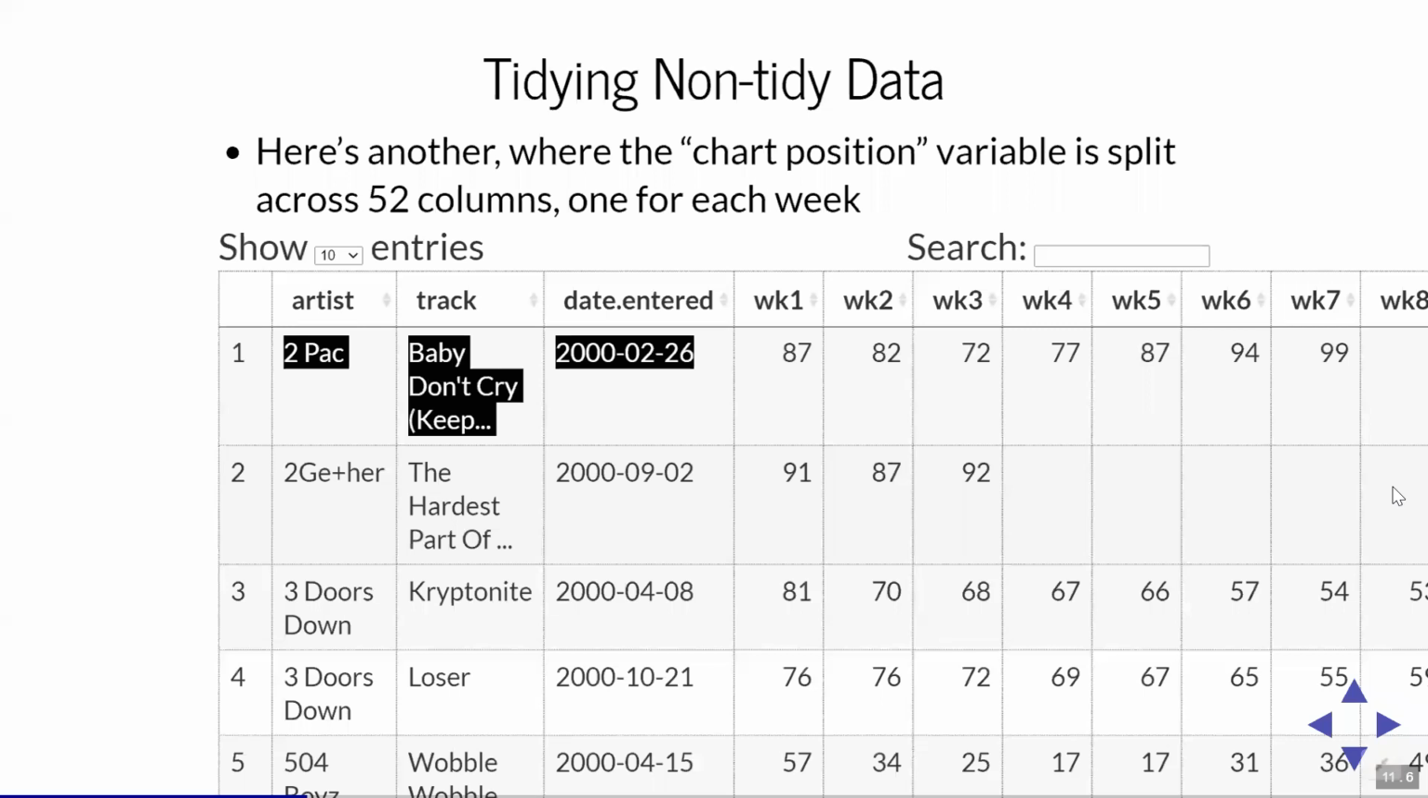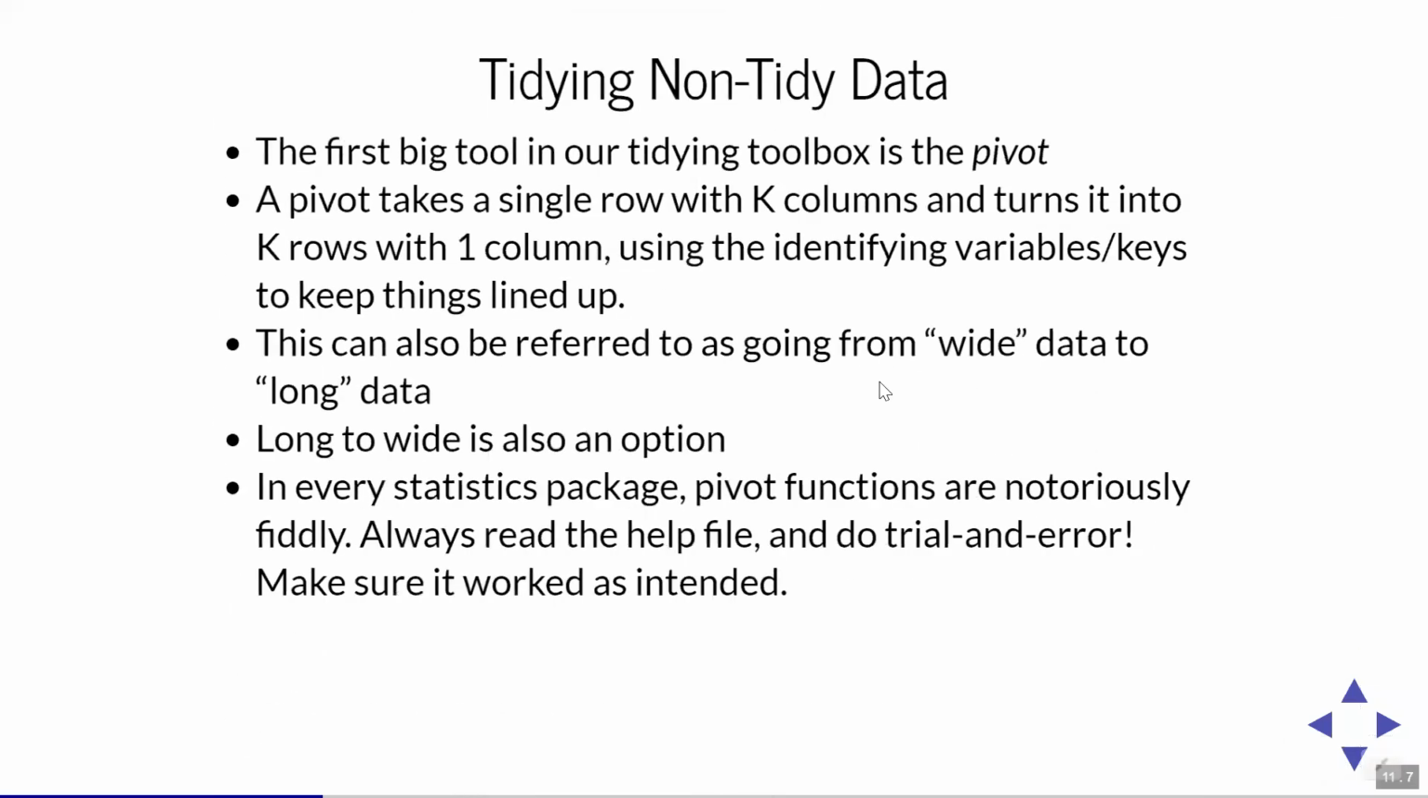So we're going to have 52 rows, all of which have Tupac, Baby Don't Cry, 2000, and so on, 52 times. One for each of the weeks that we want to store. Then we're going to have a variable for the week. Week 1, week 2, week 3, week 4, week 5, week 6. And then we're going to have the actual chart position, 87, 82, 72, 77, and so on, right? So it's going to go all the way down like that. That's what the pivot is going to do for us.